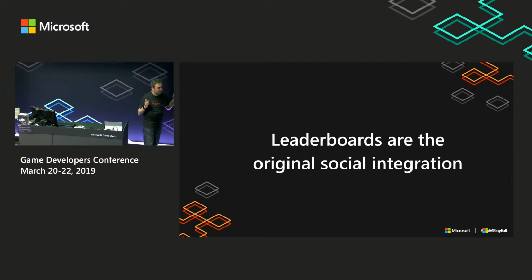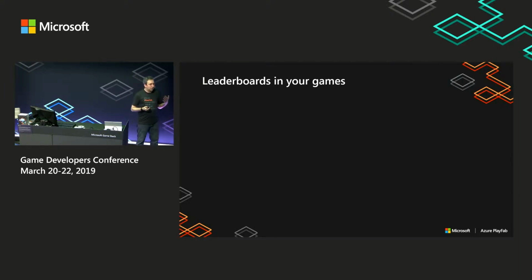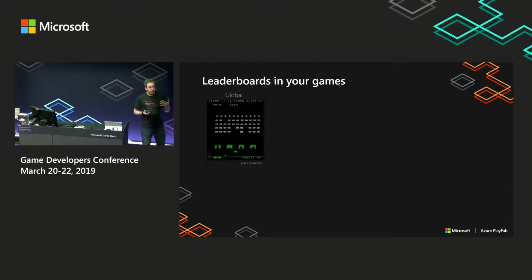Why? Because leaderboards are the original social integration. It is the first and easiest way for you to integrate a set of people to have that experience that wants them to keep coming back to reach for the top. If we take a look at the very first leaderboard integration, it was a global leaderboard. The very first leaderboard was Space Invaders, right? So 1978 was the very first leaderboard that got integrated into a game, and it was in the arcade. It caused people to come back and try to get to the top.